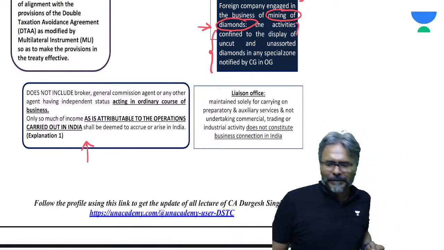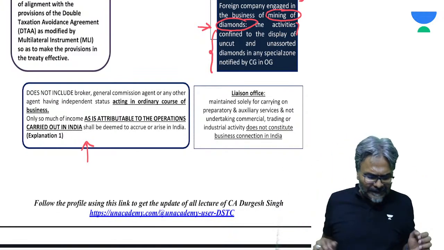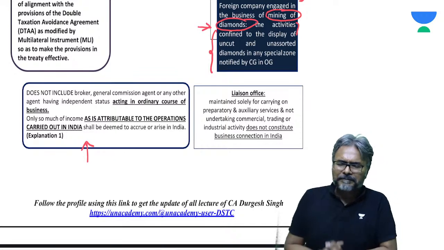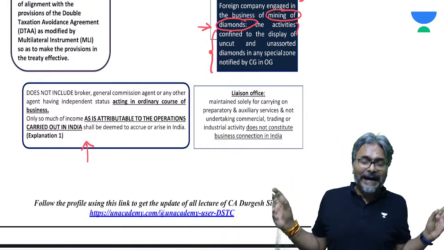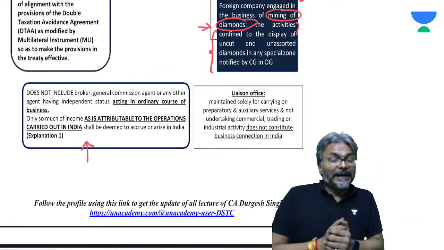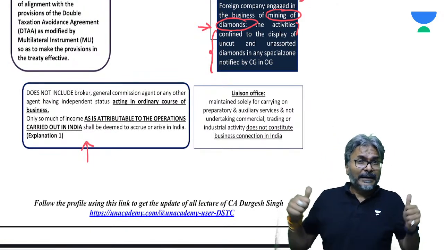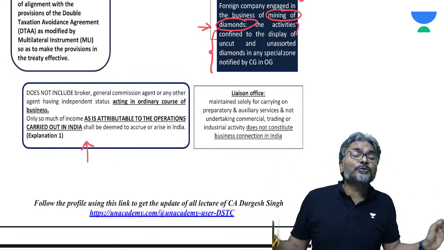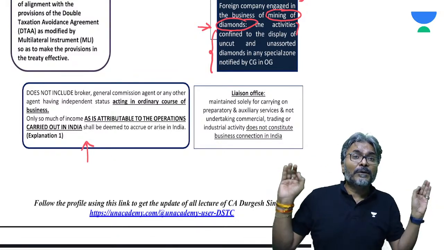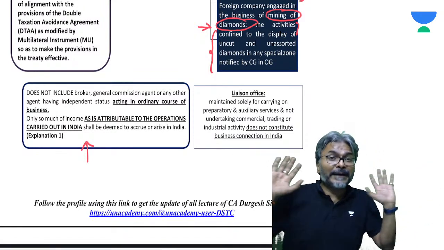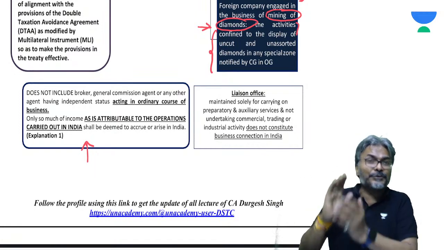I'll give you an example, just to clarify this very important concept. Supposing there is a person in India who has his own shop. And students, in that shop he keeps the goods of 10 non-residents. He is keeping 10 non-residents' goods in his shop.